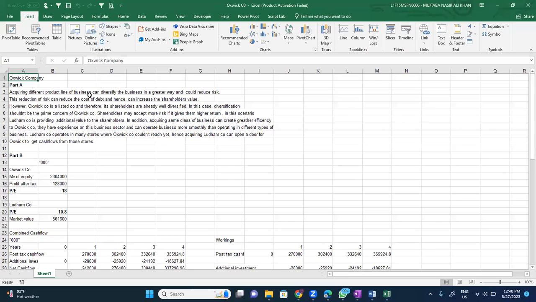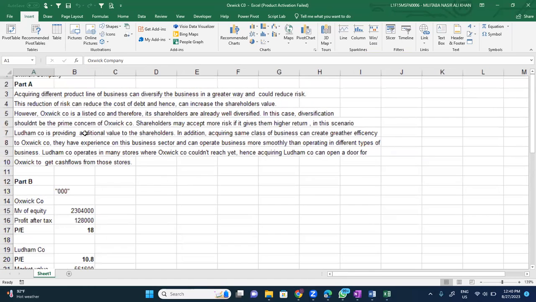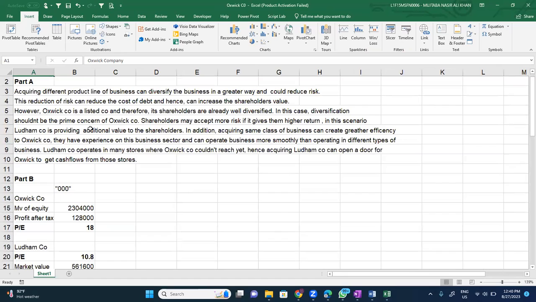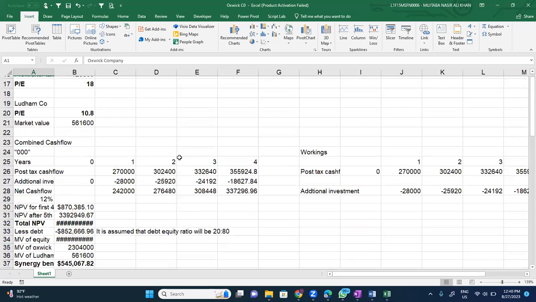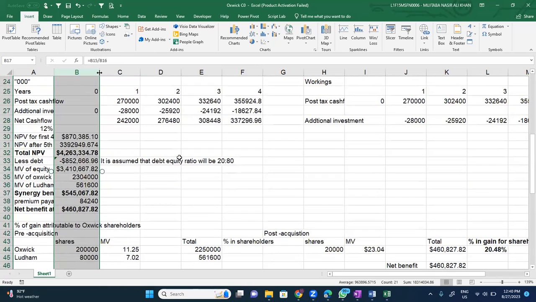Acquiring a different product line of business can diversify the business in a greater way and could reduce risk. This reduction of risk can reduce the cost of debt and hence increase the shareholder value. However, Oxwick is a listed company, therefore its shareholders are already diversified. In this case, diversification should not be the primary concern of Oxwick. Shareholders take more risk if it gives them a higher return. The company is providing additional value to shareholders. In addition, acquiring the same class of business can create greater efficiency. People in this business sector can operate more smoothly than operating in different sectors. Okay, this is good, by the way. Okay, this is okay. 42633410 answers are correct.